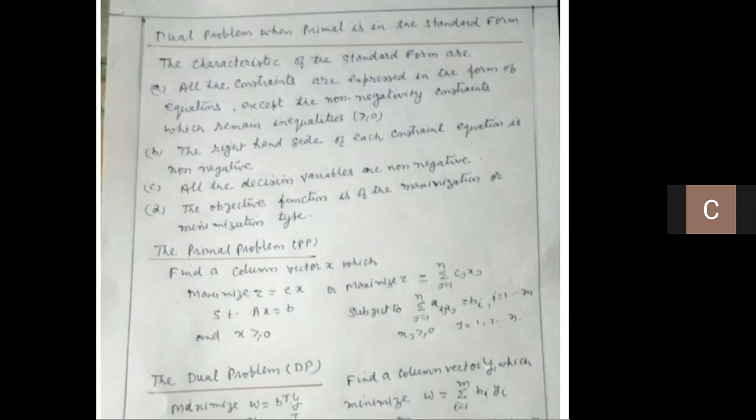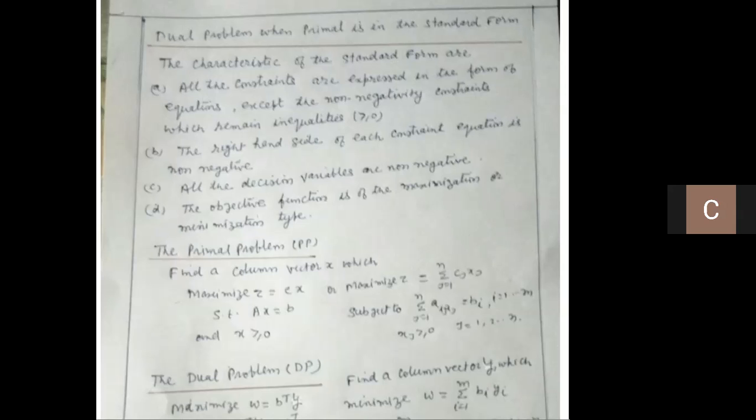इसमें if the primal is in the standard form, then the primal problem is: find a column vector x which maximizes Z = cx such that Ax = b and x ≥ 0. और explicit form में maximize Z = summation j = 1 to n cj xj subject to summation j = 1 to n aij xj = bi, i = 1 to m, xj ≥ 0, j = 1 to n.